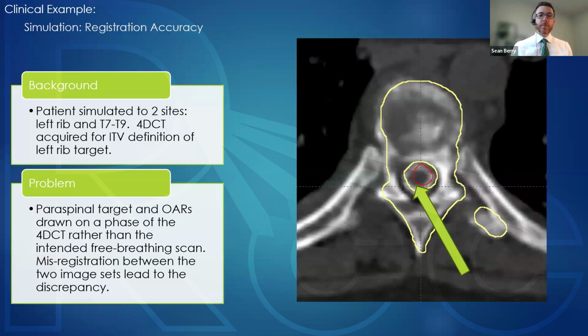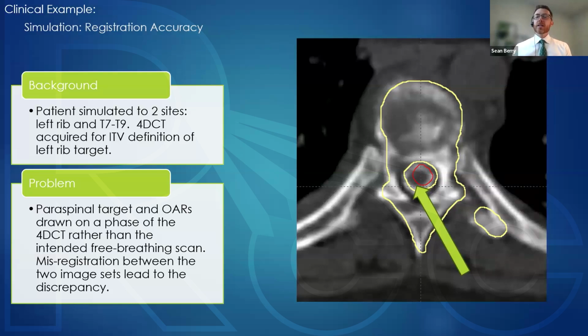And here's an example of a misregistration. This patient was simulated to 2 sites at once, the left anterior rib, as well as T7 through T9 vertebral bodies. And since the left rib is an area that does experience motion, a 4D CT was acquired.